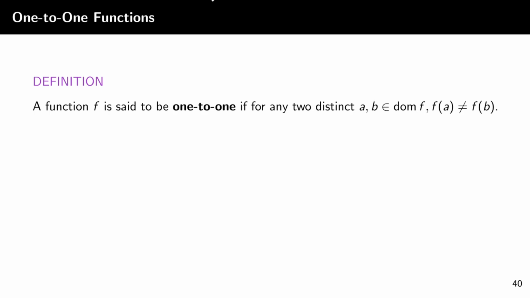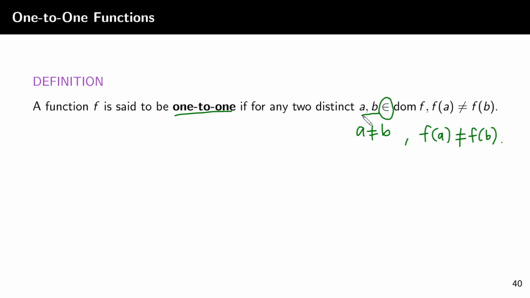So, a function is one-to-one if for any two distinct values of x or values in its domain, a and b in its domain. I hope you still remember this notation. This means a and b are elements of the domain of f. Okay. So, a and b are distinct here. So, if a and b are distinct, dapat yung value ng function dun sa a and b distinct din. So, if that is true for every pair of distinct elements in the domain, then the function is one-to-one.